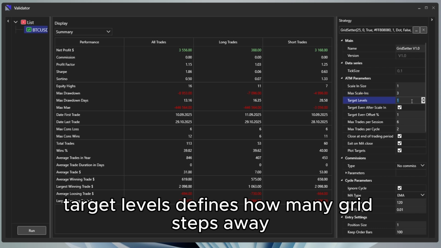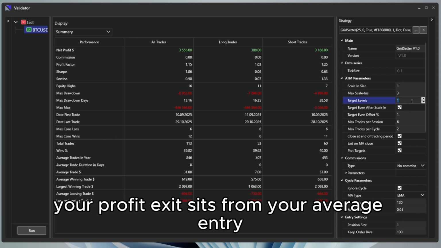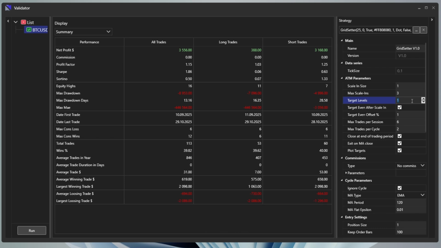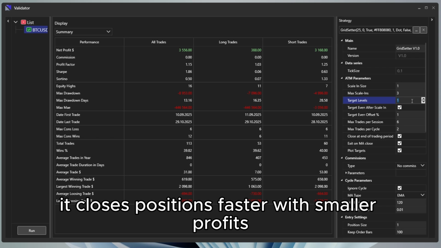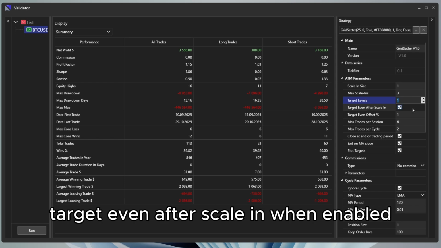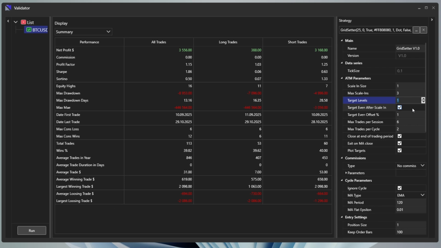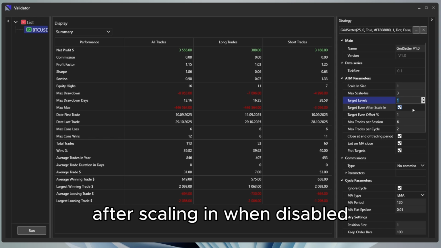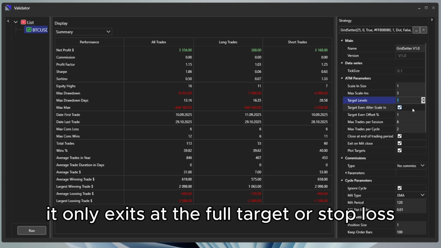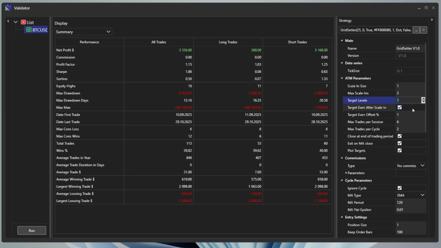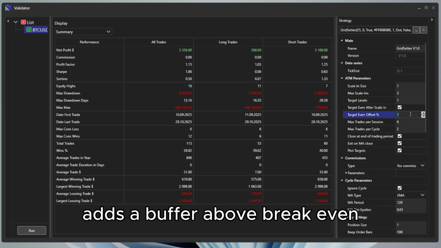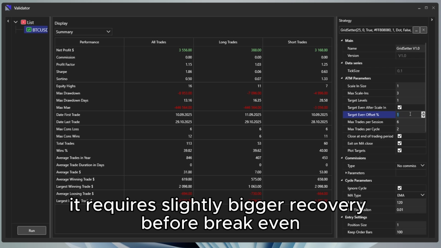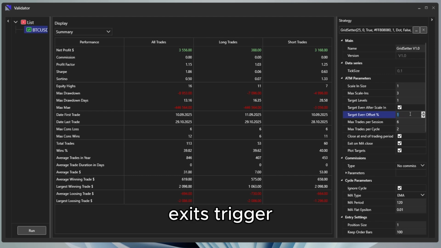Target levels defines how many grid steps away your profit exit sits from your average entry. Increasing it means waiting for bigger moves. Decreasing it closes positions faster with smaller profits. Target even after scale, when enabled, allows the strategy to exit at break-even after scaling in. When disabled, it only exits at the full target or stop loss. Target even offset % adds a buffer above break-even to cover commissions. Increasing it requires slightly bigger recovery before break-even exits trigger.